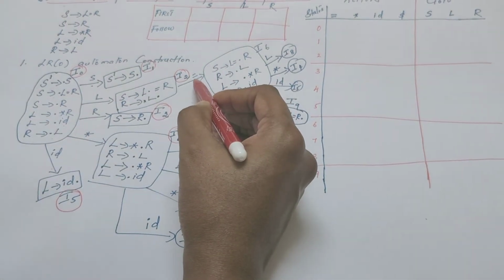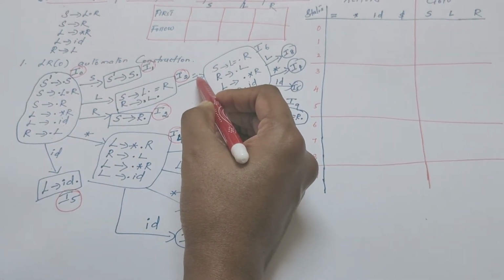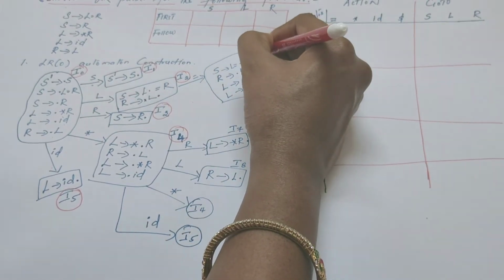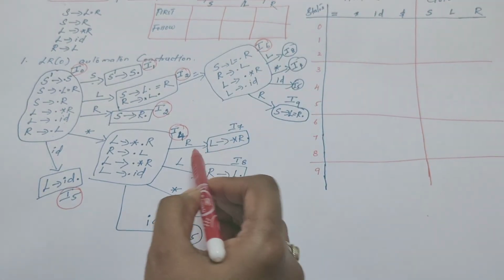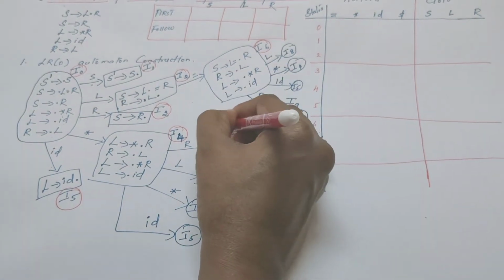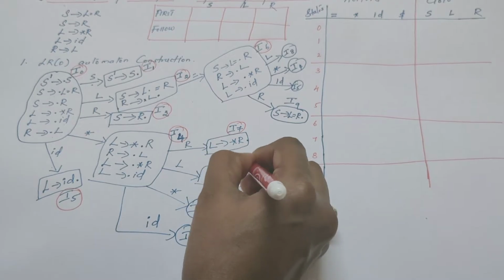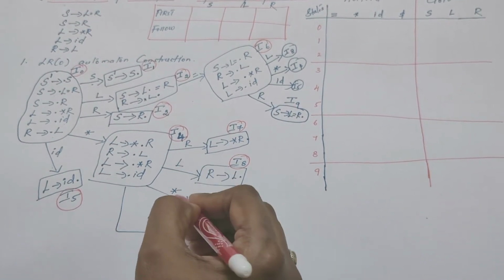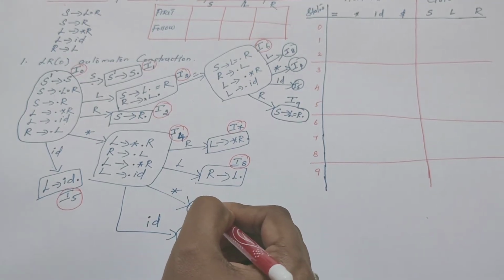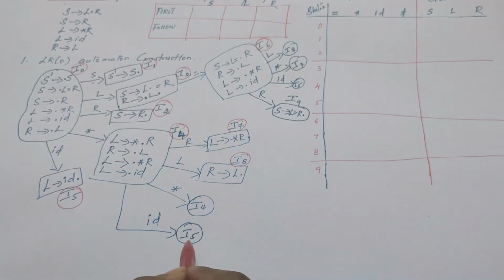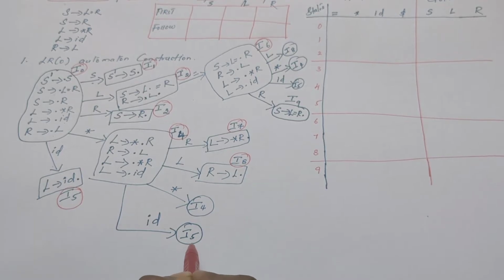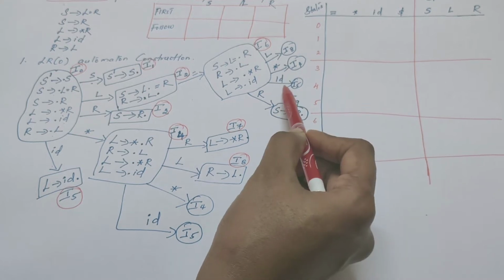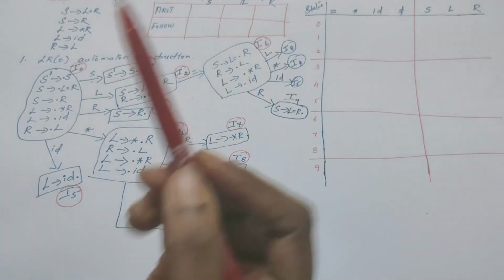From I2 we can make a transition on equal to because that is the only symbol possible. On equal to, if we make a transition, it enters the state I6. Then from I4 on R it entered into the state I7. On L, I8. On star, in fact it is a self loop. I4 on star enters into I4 itself. I4 on ID enters the state I5. From I6, there are 4 transitions: L, equal to, ID and R. Correspondingly, the states are written.